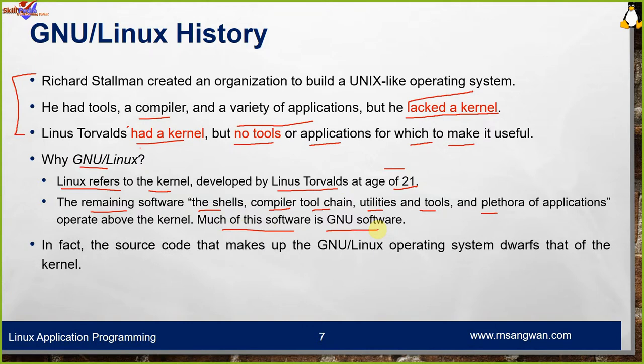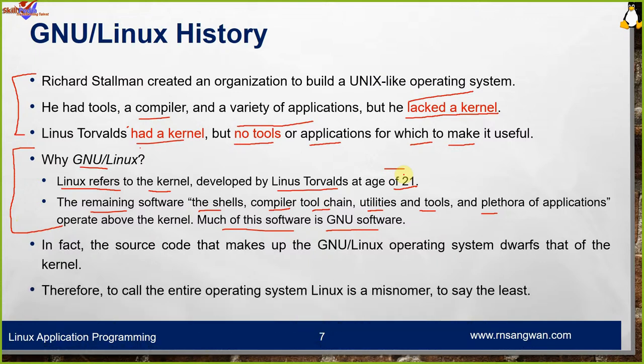In fact, the source code that makes up the GNU Linux operating system dwarfs that of the kernel. So actually, you cannot say it is Linus himself who created the entire Linux. No. The story began in 83-85 with the creation of the compiler, toolchain, Free Software Foundation, FSF and all that by Richard Stallman. So that's the reason we need to refer to it as GNU Linux rather than simply Linux. Therefore, to call the entire operating system Linux is definitely a misnomer, to say the least.